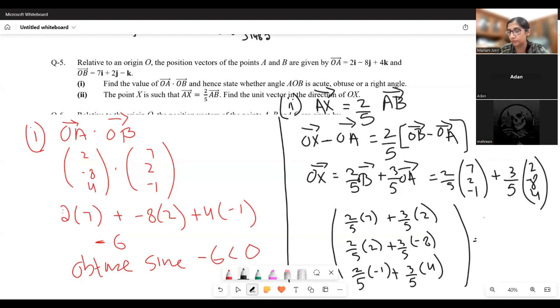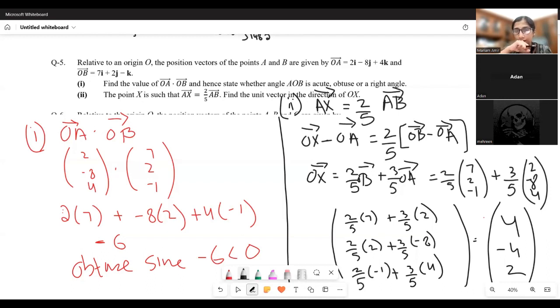2 by 5 times 7 plus 3 by 5 times 2 gives 4. Then it's 4 by 5 minus 24 by 5, which is minus 4. And then it's 2 by 5 into minus 1 plus 3 by 5 into 4, which is 2. So that's how you get OX.